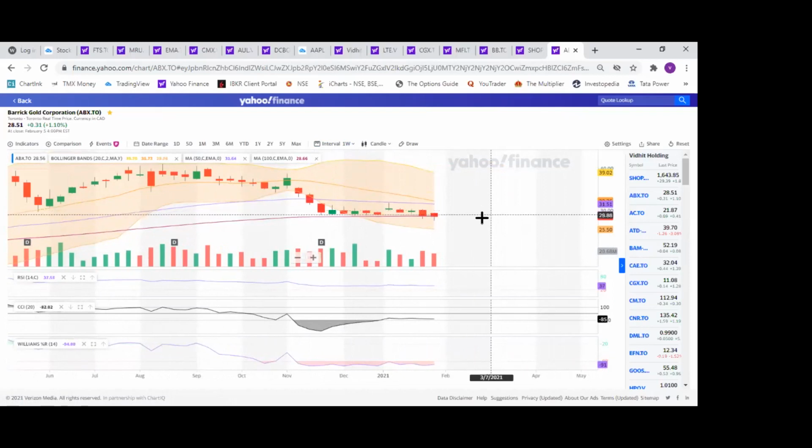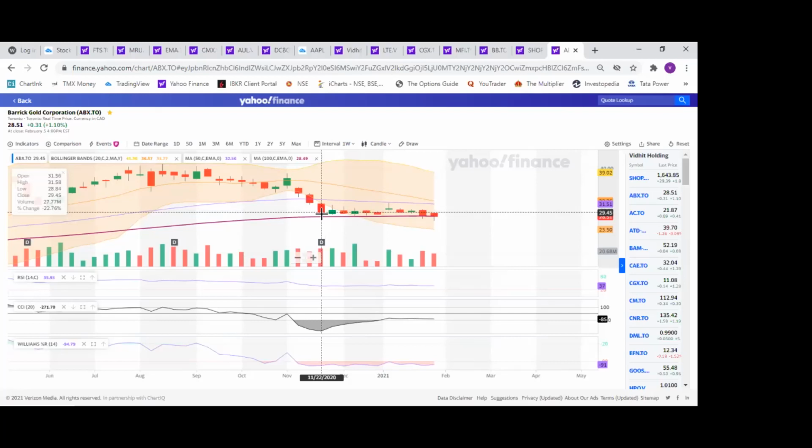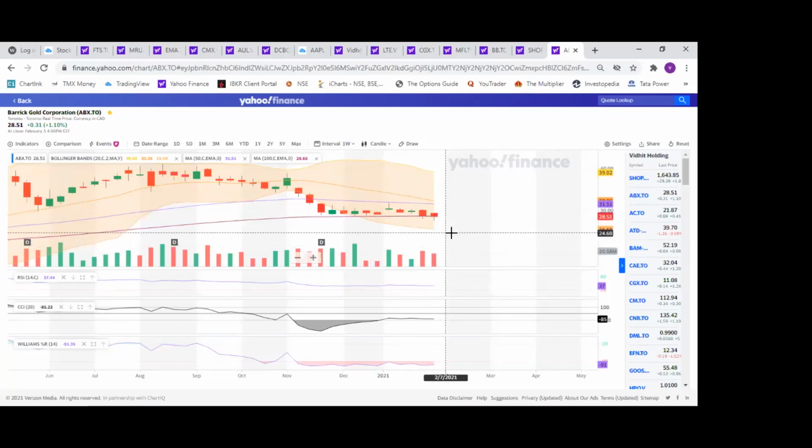Now, this is the weekly chart. In November, the low is 28.84. The low is 28.95, 29, 28.60, 28.76, 28.91, 28, and 27.54. The weekly chart is also near the lower Bollinger Band.